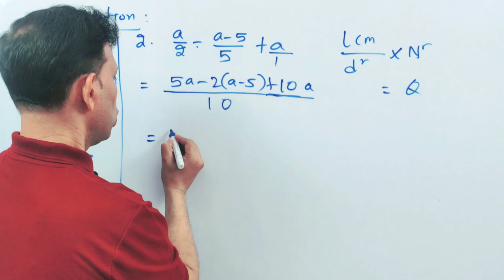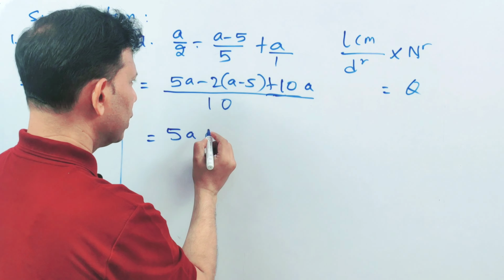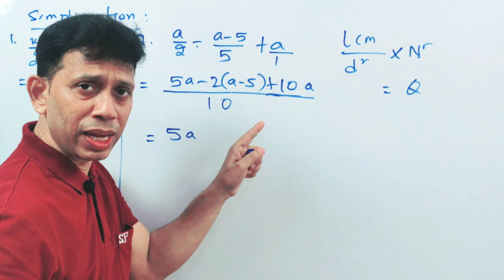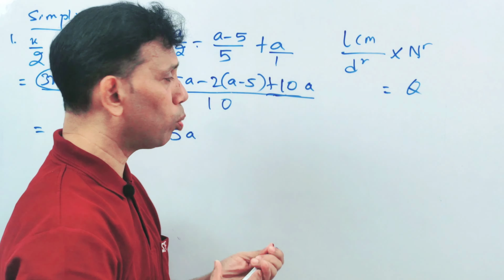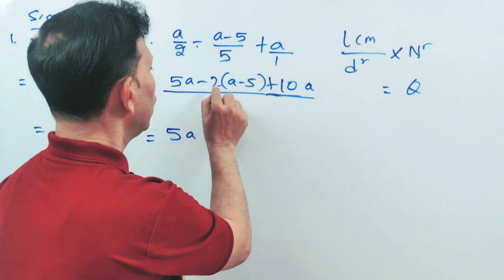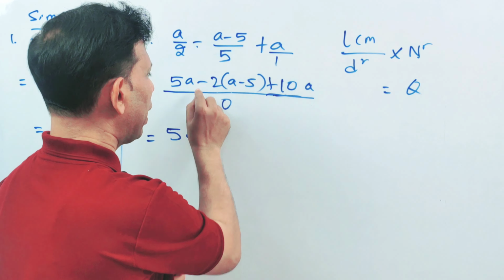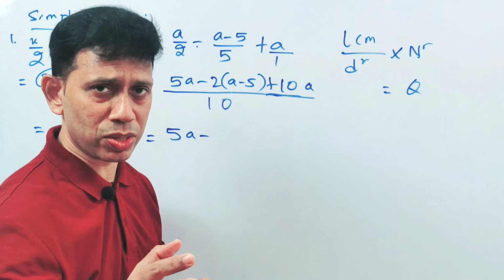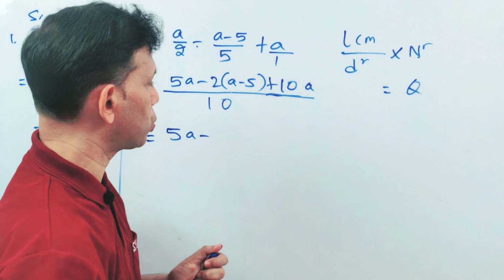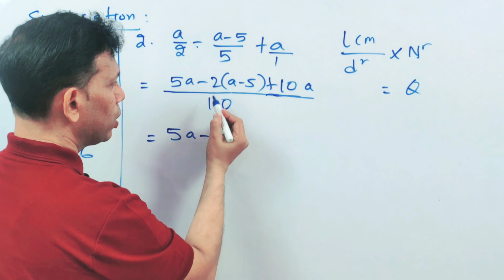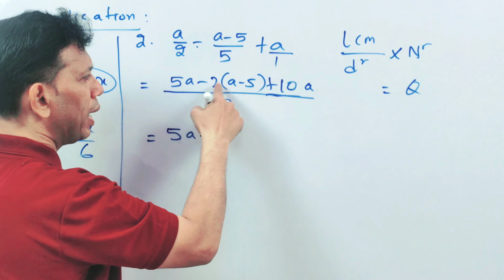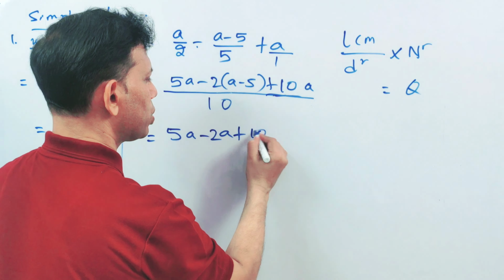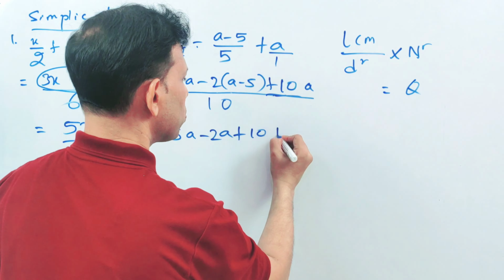The bracket step. So 5a minus, this is minus 2 into a. In multiplication we have read monomial into binomial. 2 into a is 2a, but the minus mark is there, so put the minus mark. First multiply the signs, then you multiply the numbers. So minus into plus is minus, 2 into a is 2a. Minus into minus is plus, 2 into 5 is 10. Right? Then the plus mark is there.